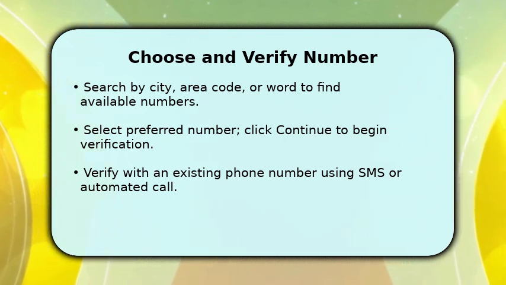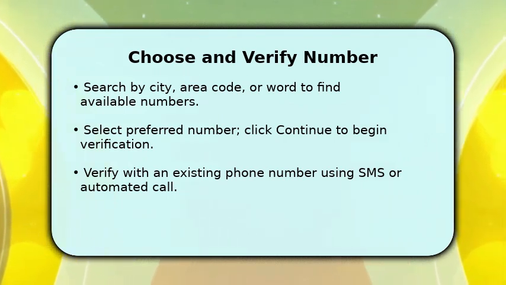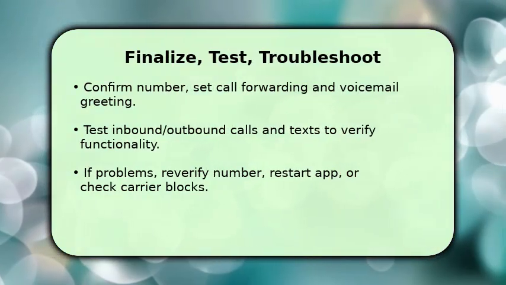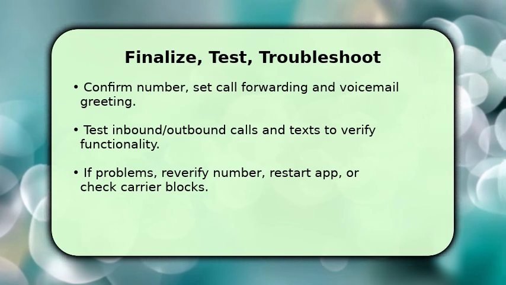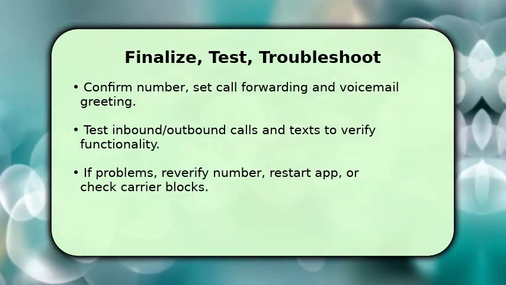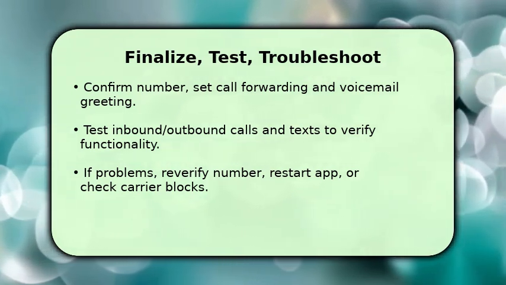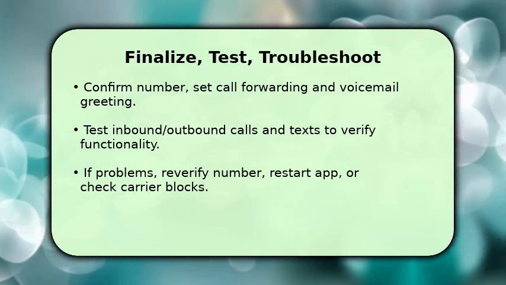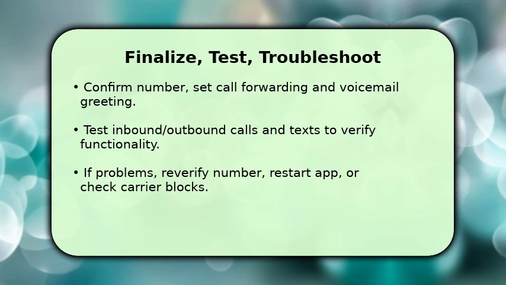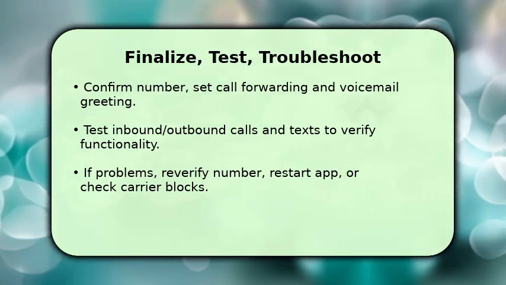You finish by confirming the assigned number and configuring call forwarding, voicemail, and text settings. Save each change. Then immediately place a test outgoing call and send a test text to ensure routing and caller ID behave as expected. If you run into issues, re-verify the linked phone, restart the app, and ensure your carrier isn't blocking short codes or VoIP.